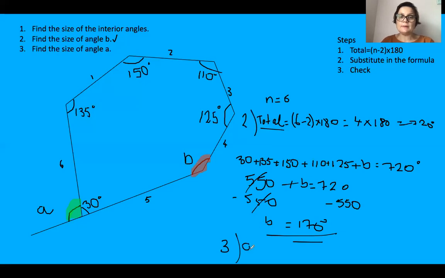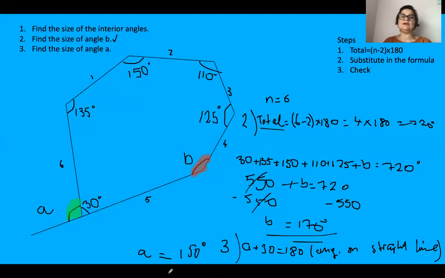So A plus 30 equals 180, and you must give the reason for this one. So write down in brackets, angles on a straight line. Angles on a straight line. Okay. There you go. Straight line. And so A itself is going to be, if you take away 30 from both sides, 150 degrees. And there you go.